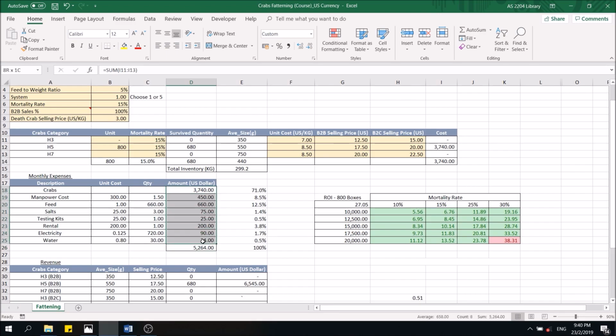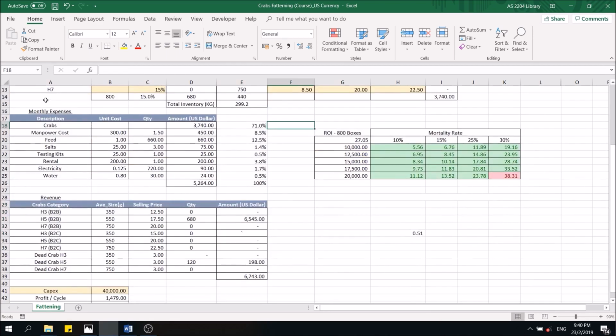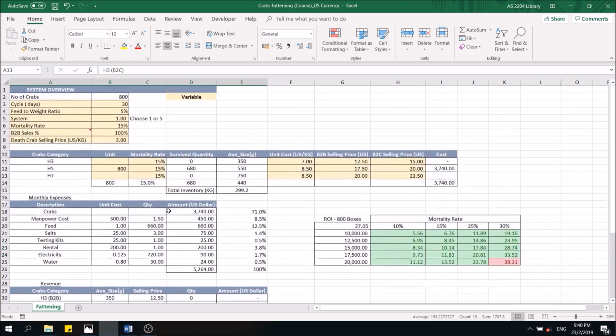So I have shown you guys different percentages for each category. As you can see, the water crab cost usually is the highest. It's around 70%. So after costs, we come to revenue. Basically, we can create revenue by selling crabs. I have split the revenue into two categories. One is the B2B category, and the other one is B2C. From the beginning, I chose 100% of sales from B2B. So you will not see any B2C sales here.